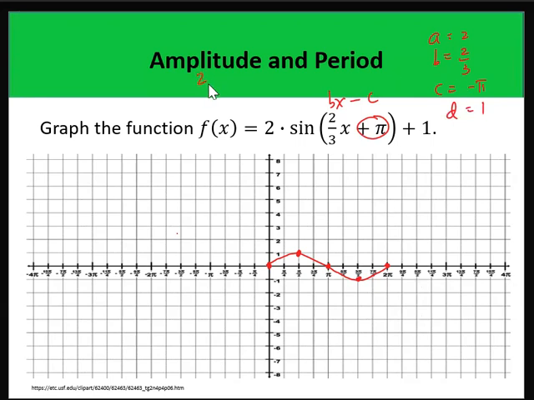So in this case, the amplitude is 2, and the period is 2 pi over 2 over 3. So that means it's going to be 3 pi. And that's the period of this particular function. So if 3 pi is the period, that means we start with 0, and then the period 3 pi will be divided by 4. Multiply this by 2, we get 3 pi over 2. Multiply this by 3, we get 9 pi over 4. And multiply this by 4, we get 3 pi. So these are the labels of the 5 points if we just apply the amplitude and the period alone.